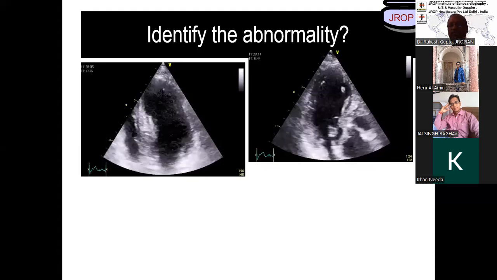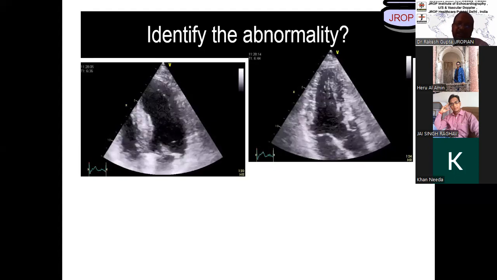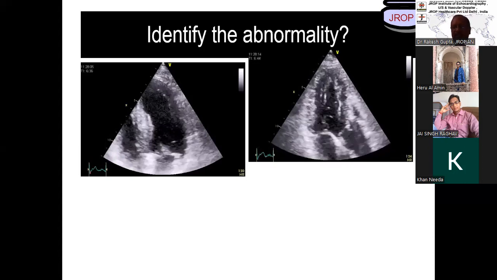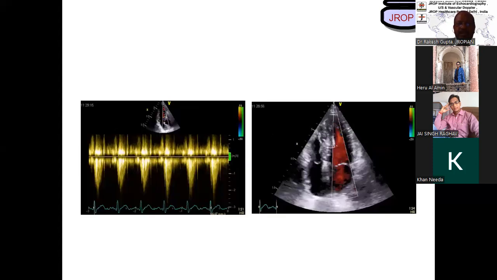And if you want to confirm, give them a coronary angiogram. And this is an abnormality which will resolve by just a beta blocker. Let them not go towards tachycardia. Very, very specific things you should remember.